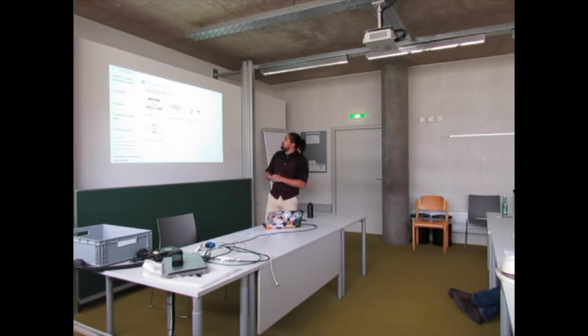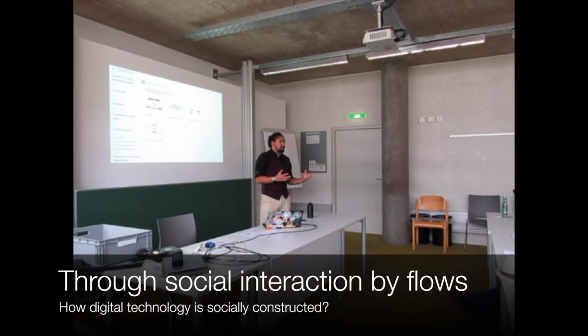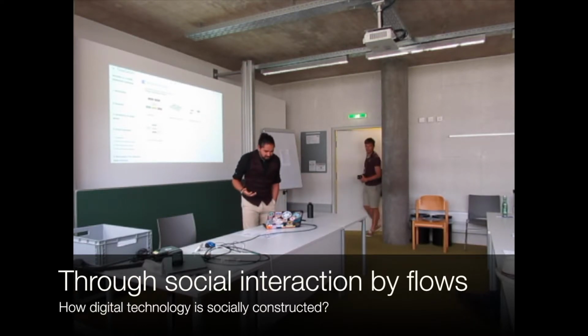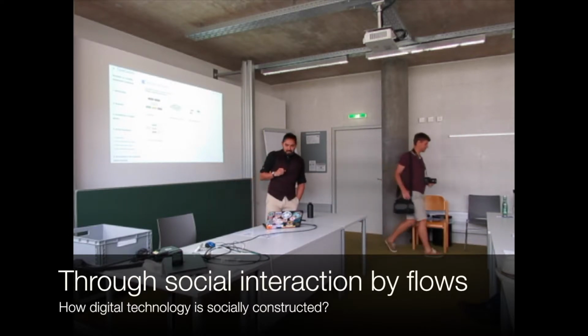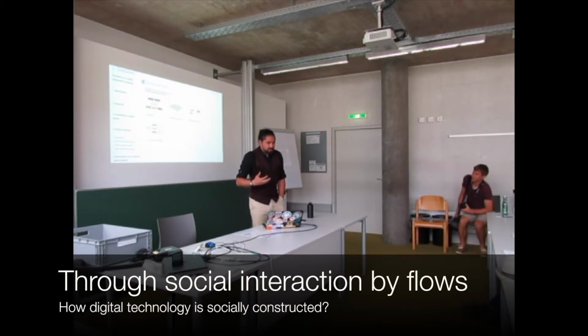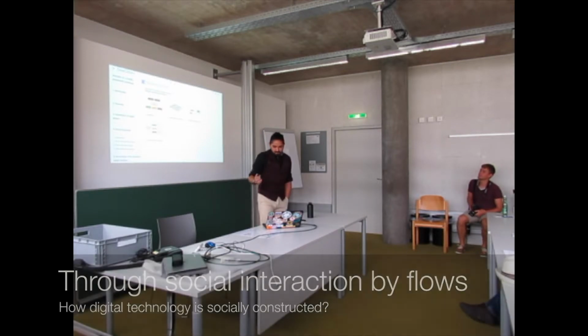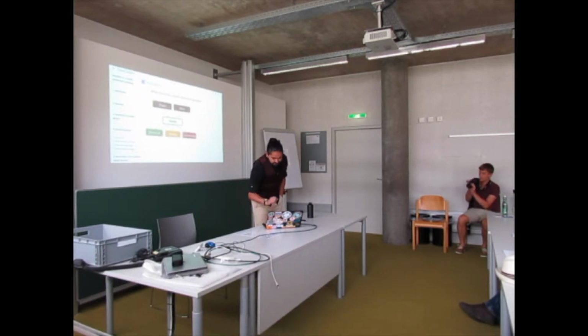The second part is the social interaction of these social groups, these people, this community. The question is the same: how is digital technology socially constructed? The answer in this case is through social interaction by flow. I'm going to explain that.